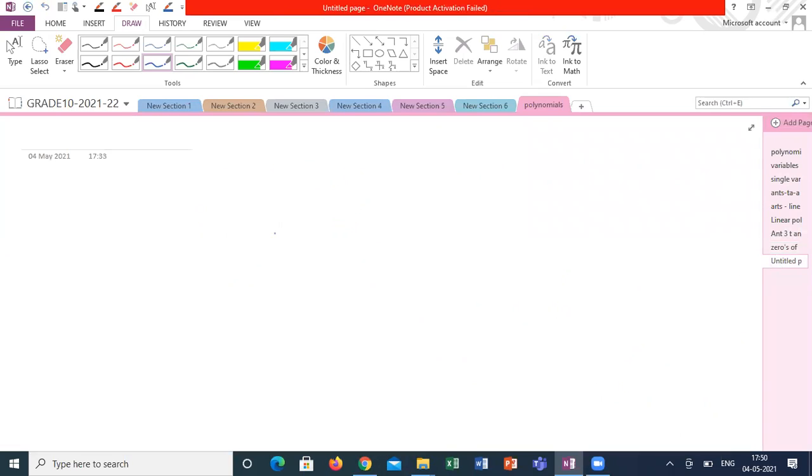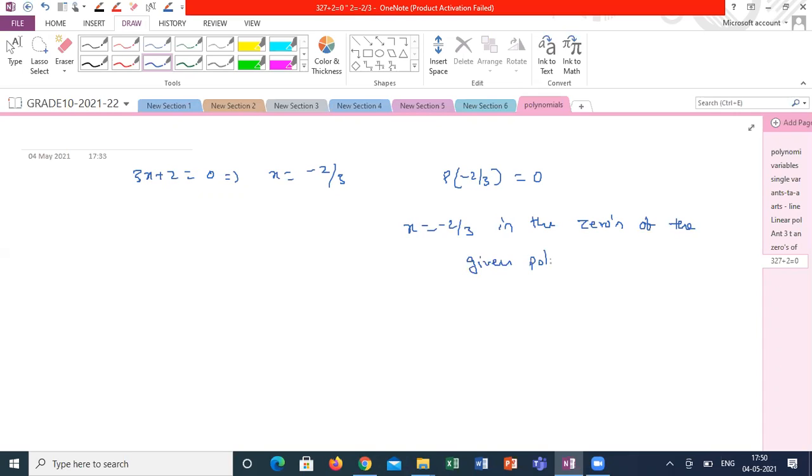Now, suppose I take 3x plus 2. It will be easy to calculate the zeros of the polynomial. Set the whole expression equal to 0. If I substitute x equal to minus 2 by 3, my p of minus 2 by 3 will be 0. So x equal to minus 2 by 3 is the zero of the given polynomial. Yes, 3x plus 2. What is its nature? Single variable, degree 1.